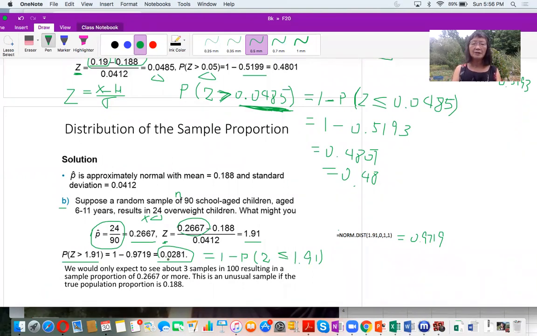So how do you interpret this result? This number is similar to 0.03. 0.03 means we would see about 3 samples in 100 resulting in a sample proportion of 0.2667 or more. Okay, this is an unusual sample if the true population proportion is 0.188. So that is our conclusion.